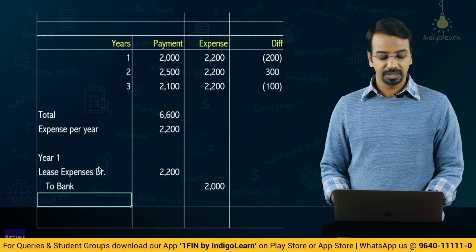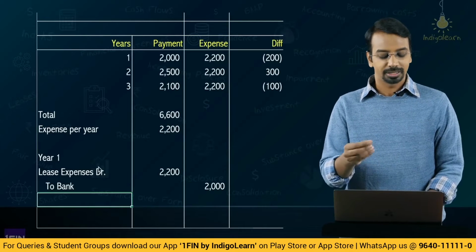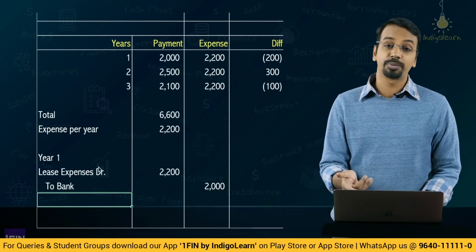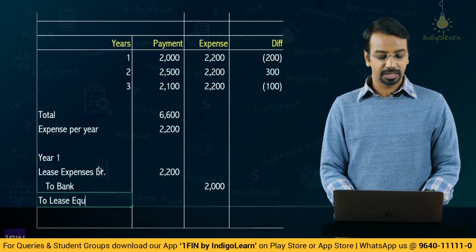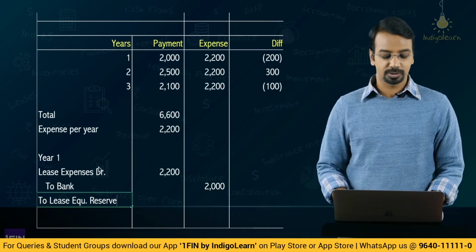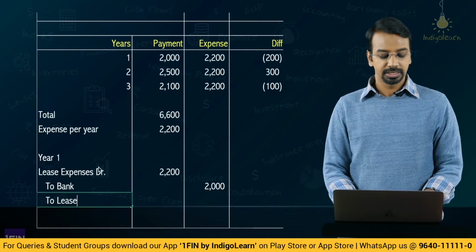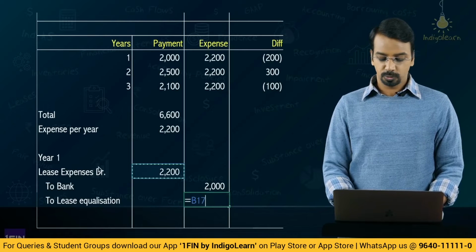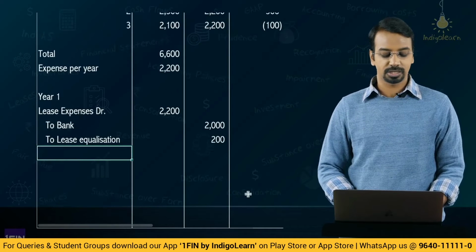We are paying 2000 only, and the balance will be kept in the lease equalization reserve, or the balance can be kept as a liability in the lessor account. Either way it is fine, but a more appropriate way is to keep it under lease equalization reserve. So to lease equalization reserve, not the reserves in surplus, okay, this is also a liability. So to lease equalization, which is 2200 minus 2000, is the credit balance. We can keep it in the lessor's account also, that's also fine.